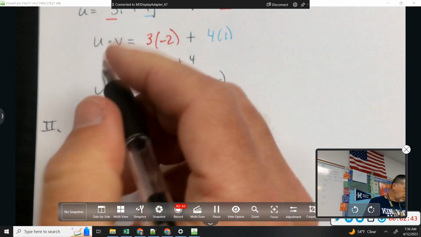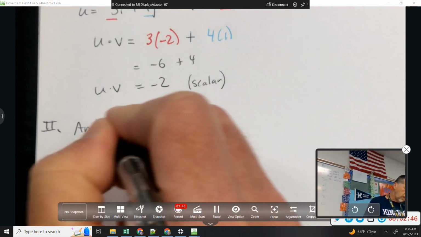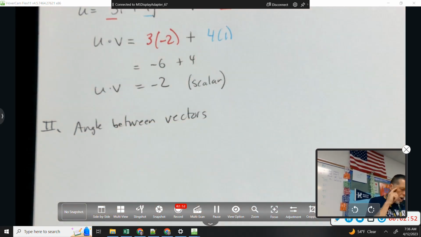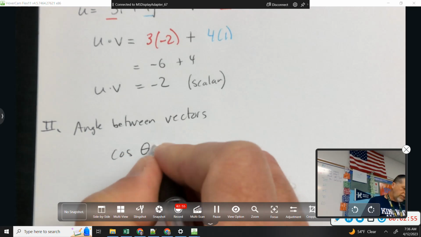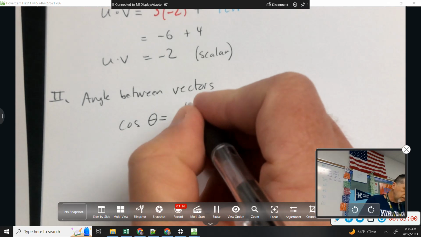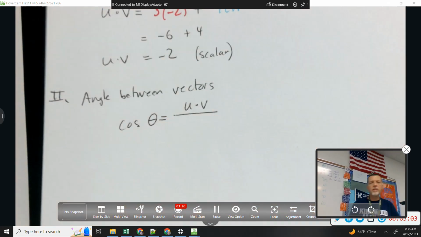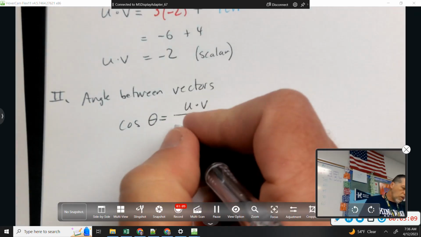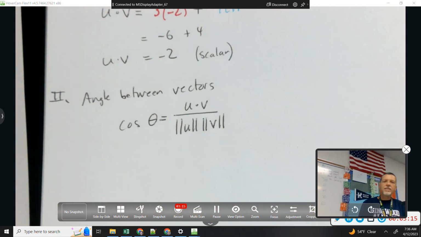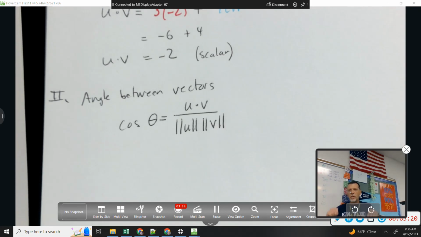Roman numeral 2 is the angle between 2 vectors. Cosine of the angle equals the dot product. So there's why we have to know the dot product, because it's useful in determining the angle, over the products of the lengths. Right? Remember, the 2 double bars means lengths, so length of u times length of v.